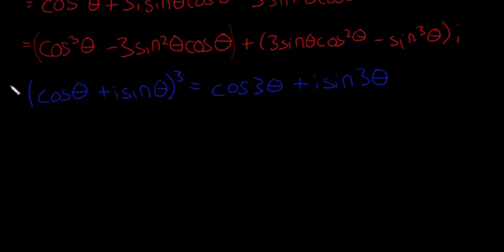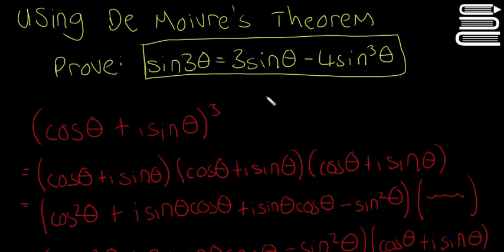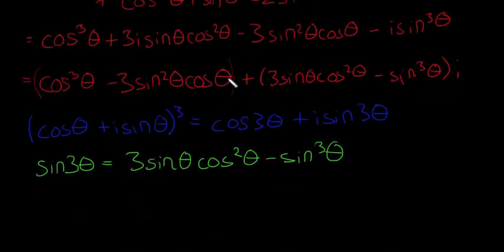Okay, so I'm going to say that in green. Sine 3 theta is equal to 3 sine theta cos squared theta minus sine cubed theta. Okay? Okay, so the next step, we need to get rid of this cos, because in our answer here at the start, the proof, there's no cos. So we're going to get rid of that cos theta.